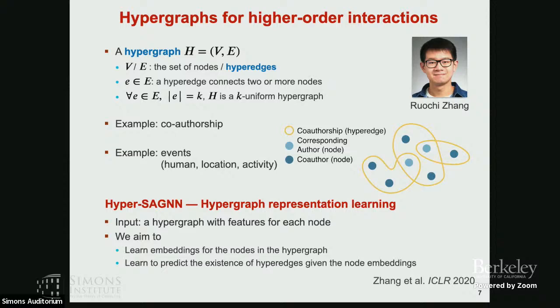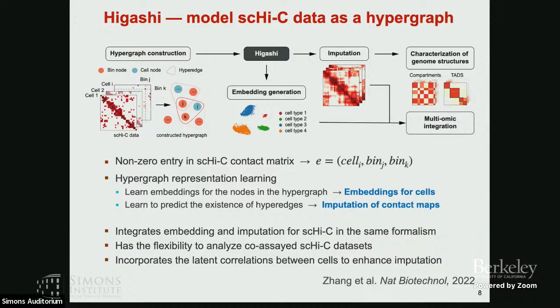We had a solution, which we call HyperSAGNN, and it was published in a machine learning conference earlier. Then the student, Ruochi, and I came up with the idea that you can use this to model single cell Hi-C data. The key idea is on this part of the slide. These are single cell Hi-C contact maps. Each map is a sparse contact map where, if there is an entry, it means there is a read from the single cell Hi-C data supporting that interaction.